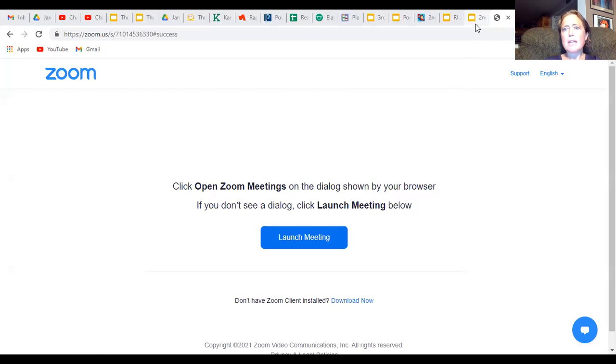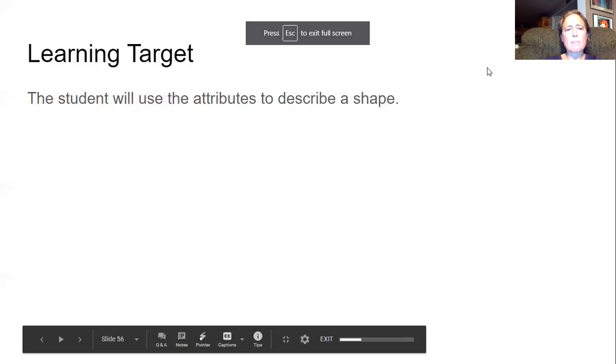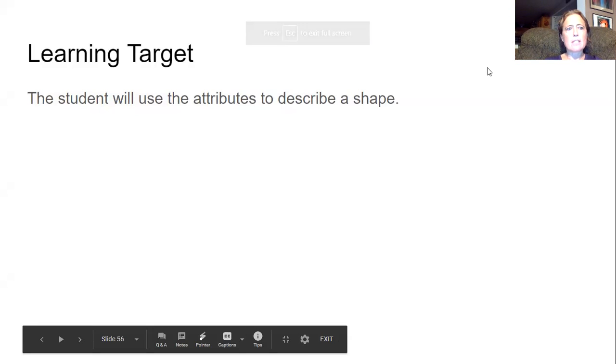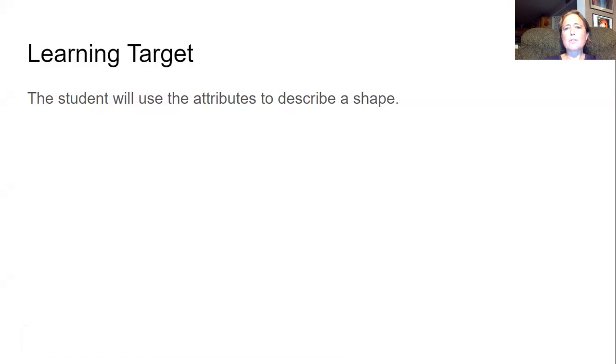All right, so today we are continuing our conversation all about shapes. And our learning target today is that the student will use the attributes to describe a shape. This word here, attributes, let's review what that means. Attributes are the characteristics or features that a shape has that make it that shape. So we've talked about triangles and squares, and a triangle's attributes, of course, are 3 sides, 3 vertices, 3 angles. If they don't have that, then they are not a triangle. That's why they're called their attributes.